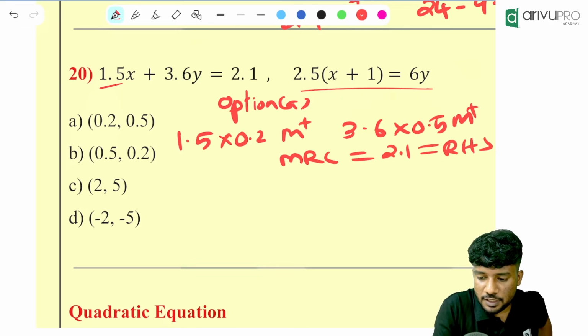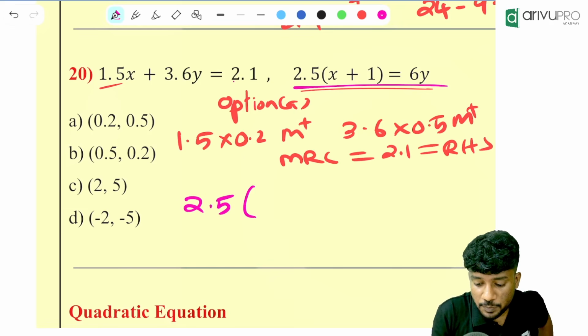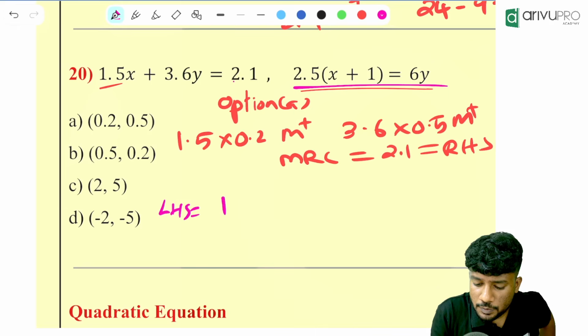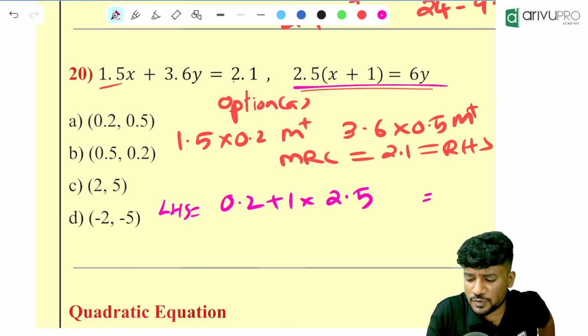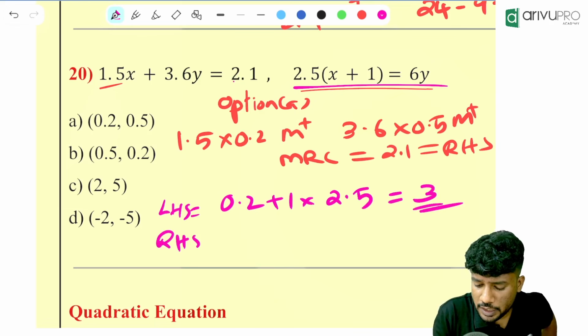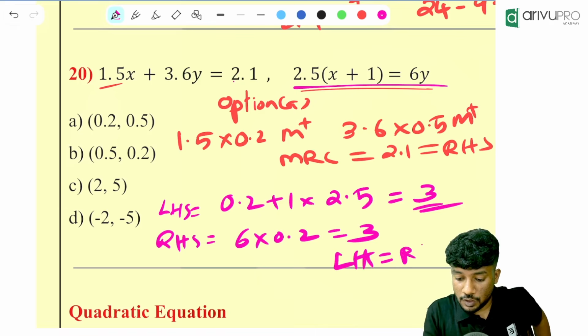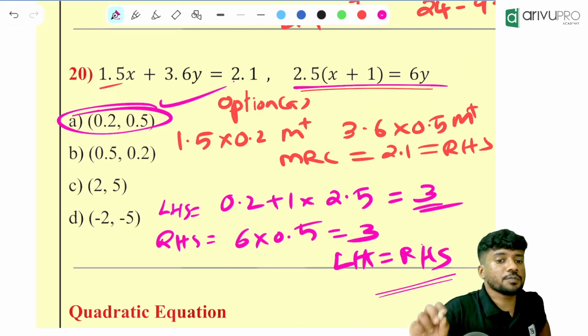Then the second one. Sorry, the second question is what? 2.5 into x plus y, right? That means we are finding the LHS. LHS is nothing but 0.2 plus 1 multiplied with 2.5, M plus. You got how much, people, or you got how much value without clicking M plus? 3, you got, yes. Then how much is the RHS over here? 6 into 0.2, which is equal to 3, which is equal to LHS. First option, right? 0.5, which is equal to your RHS. Option A is your answer.